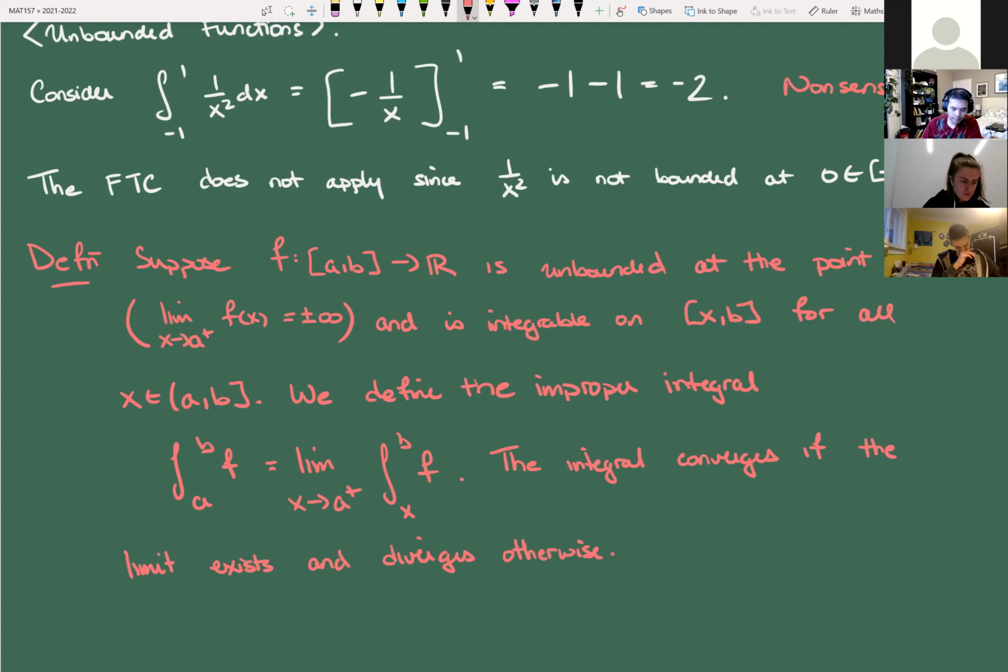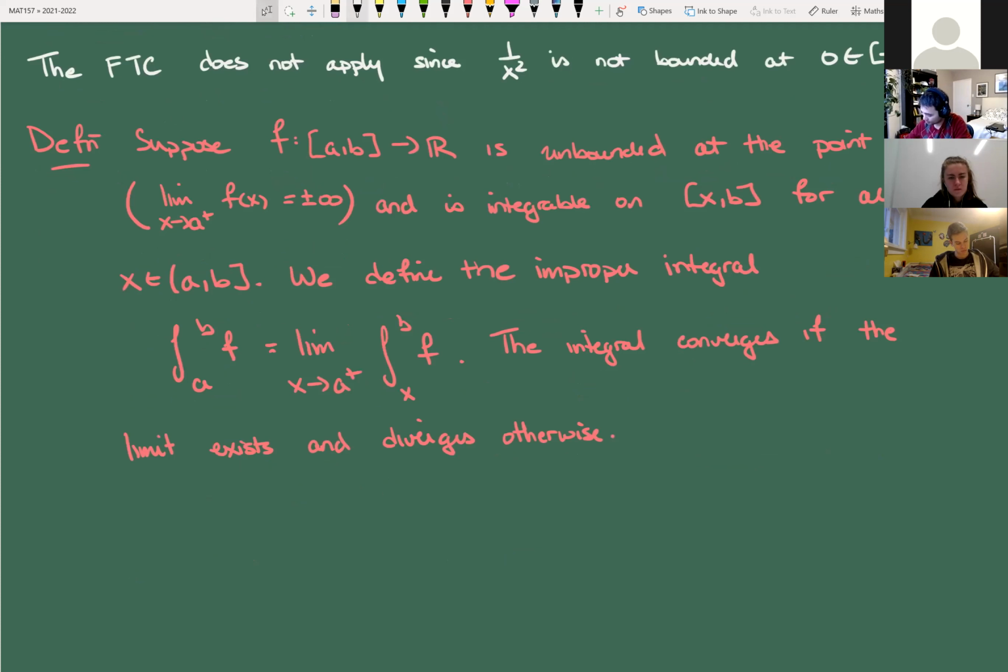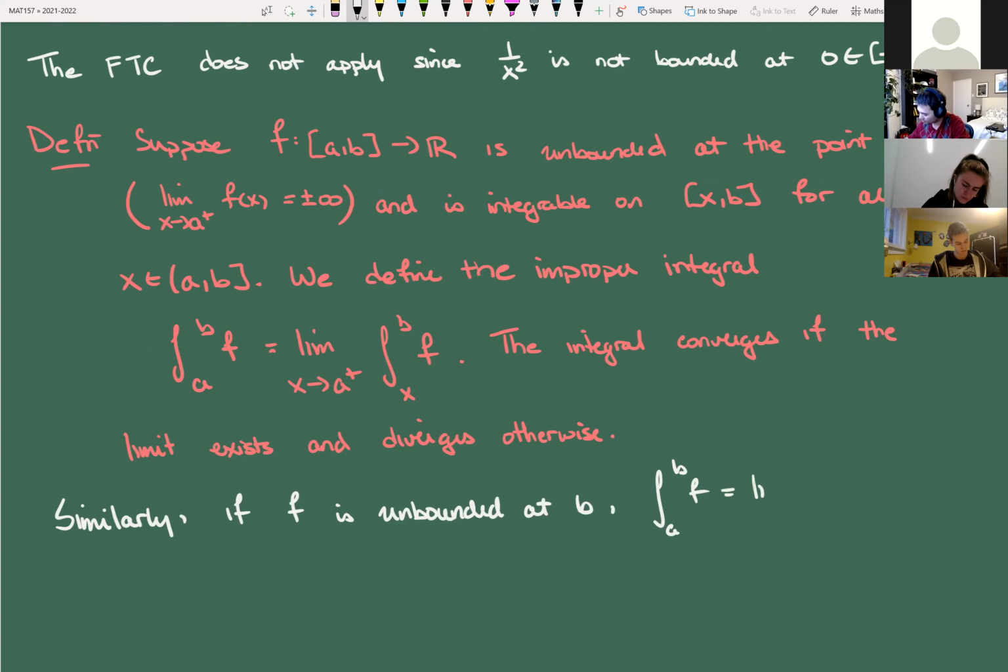Okay. And of course, this is for the left endpoint, and we could do the exact same thing for the right endpoint. It really doesn't make a difference. So let me just say that, similarly, if f is unbounded at the right endpoint, you can imagine what we're going to do.